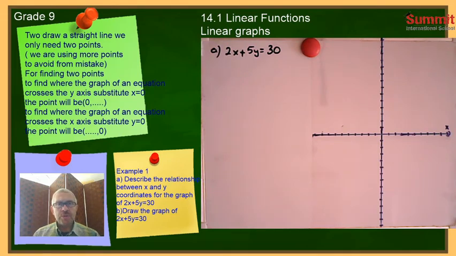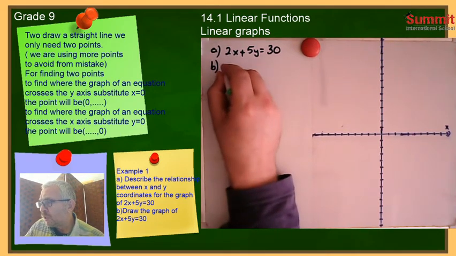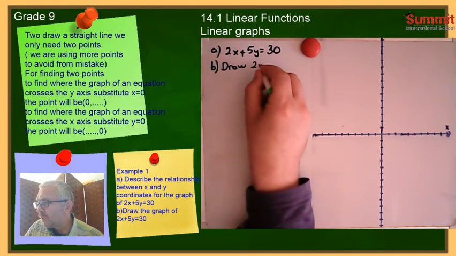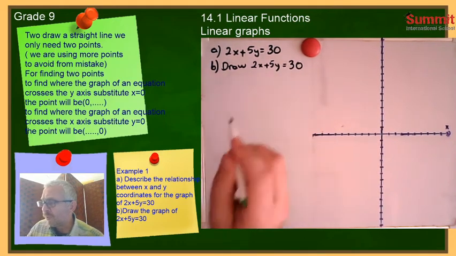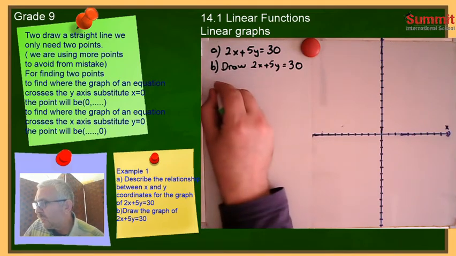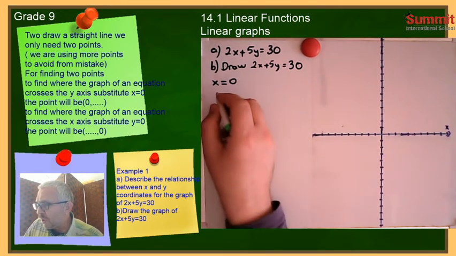Now let's solve part B. Part B says draw the graph of 2x plus 5y is equal to 30. How will we do this? We are going to use our new method. First, instead of x, use 0. I am going to do it that way.